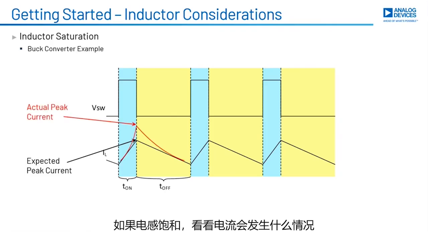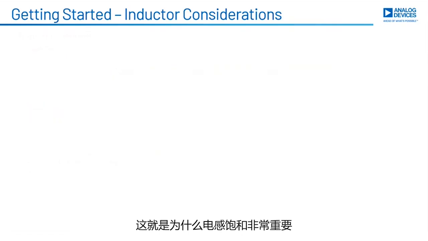If the inductor saturates, look what happens to that current. Instead of getting the expected value here, we get a much higher peak value. And that can be bad for the switches. You can get much higher current than you expect. And the part starts to lose control over the inductor current because the inductance has dropped so precipitously. So that's why it matters if the inductor saturates.